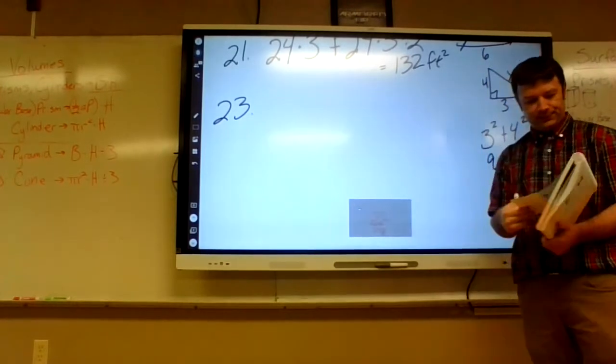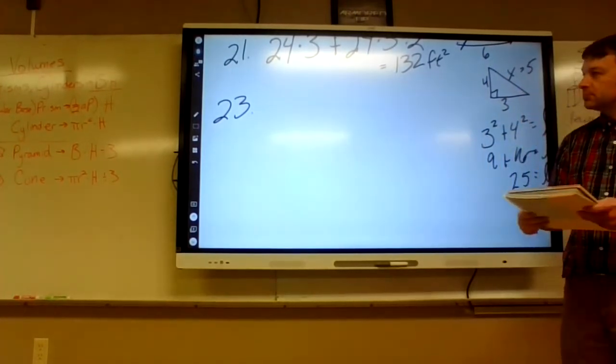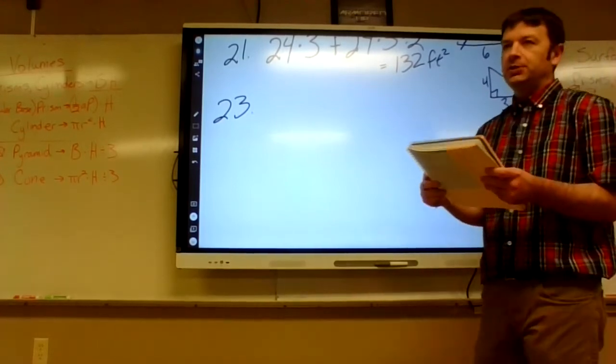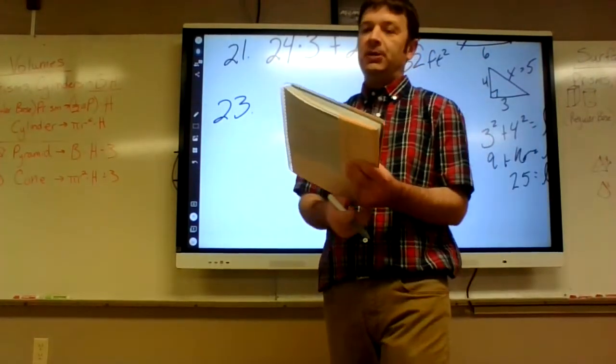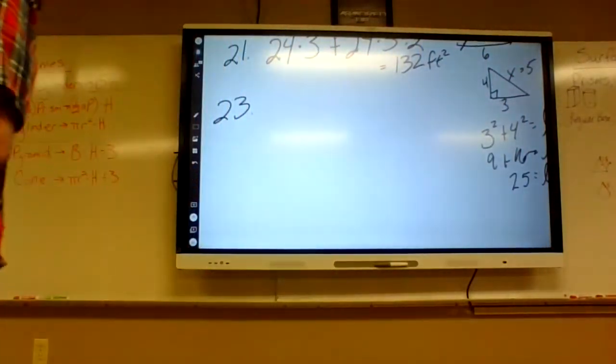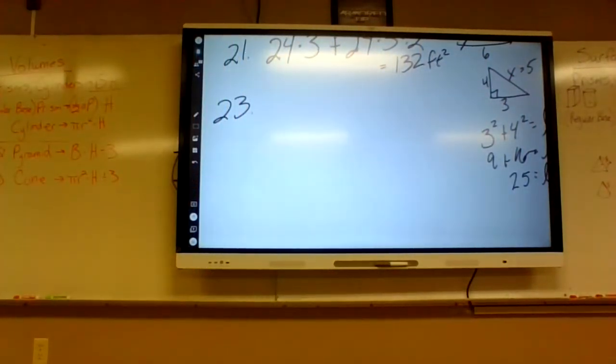23. Find the volume of the regular octahedron. This one is on page 430. I don't know if you guys remember these formulas. So everybody turn to page 430 and find the octahedron.